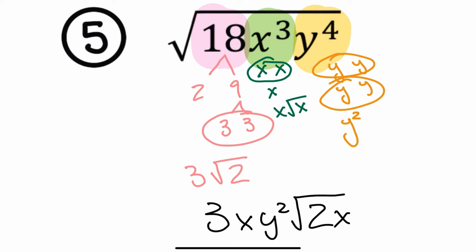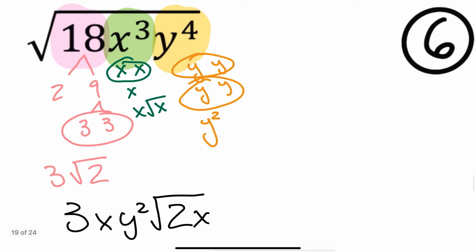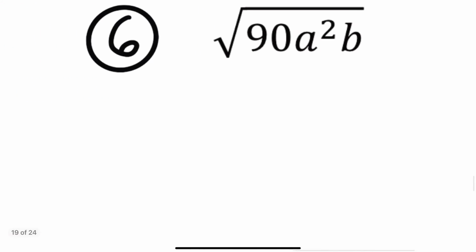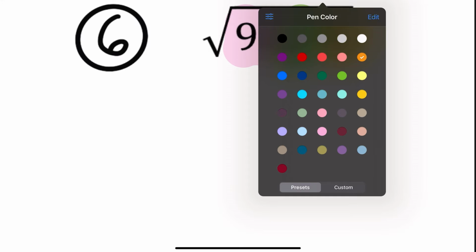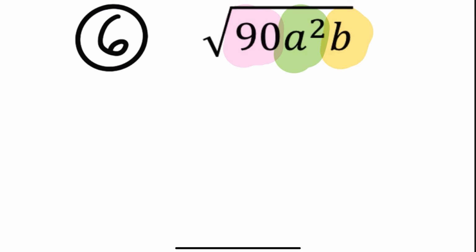Alrighty. So let's do number 6 next. We have 90. We got an A, and we have a B. Alrighty. So I need pink for my 90. So I know that 9 and 10 will be factors for that one. 9 could go further. We got 3 and 3. And then we have 5 and 2.